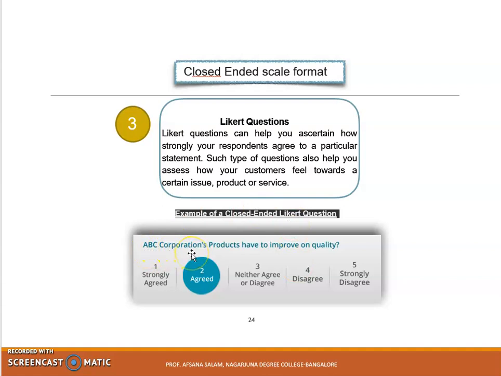ABC Corporation's product has to improve on the quality. Agreed or not? If it is agreed, agree. If you say disagree, the quality of the product is good, then no need to, so you can just give disagree. But the gap is different. So you should always have the scales along with the terms which you use. This is nothing but the measurement scale. Okay. Next.